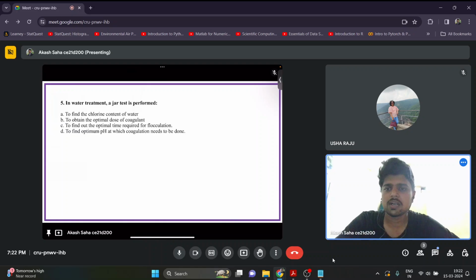In water treatment, a jar test is performed to obtain the chlorine content of water, to obtain the optimal dose of coagulant, to find out the optimal time required for flocculation, to find optimum pH at which coagulation needs to be done. So which of the options is correct regarding jar test? So is it for chlorine content, or for optimal dose of coagulant, optimal time, and optimal pH?